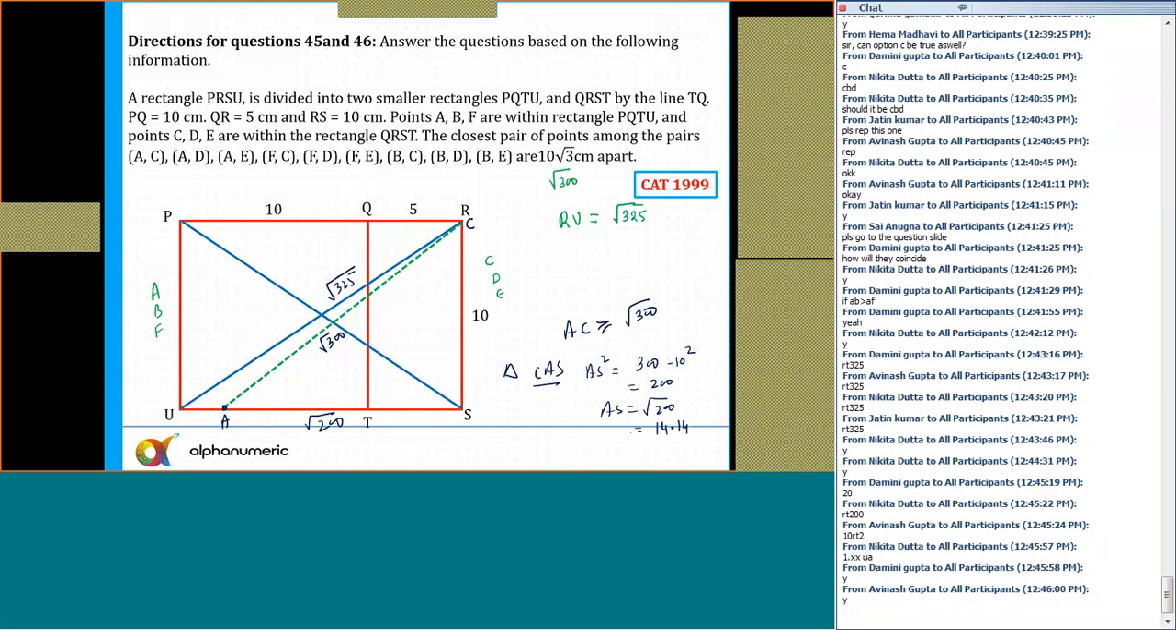Yes. So what is the approximate length of AU? Can you say AU will always be lesser than somewhat 15? The total length UQ is 15. 15 minus 14.14. So this will be slightly lesser, that is 0.86. Yes or no? So all these points here, they will lie within this arc. Please tell me yes or no.